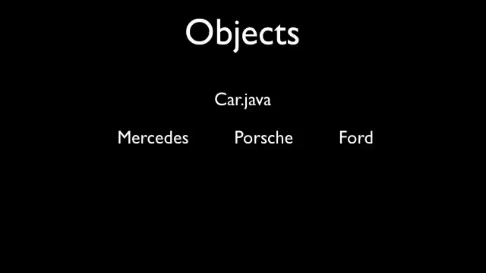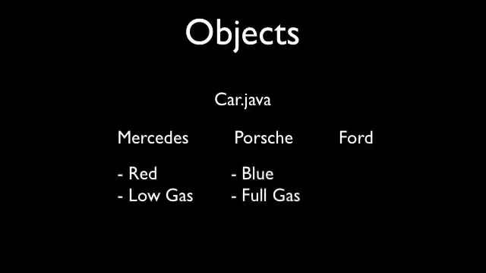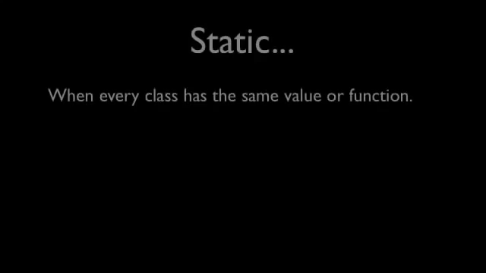For instance, a Mercedes might be red, it might have low gas right now, whereas a Porsche might be, I don't know, blue and be full of gas. And so each object is different from the other, although they have the same code. And that's exactly like real-world objects. All cars, in general, behave the same, but they're all totally different. You wouldn't consider them the same in that sense. And that's what an instance is.